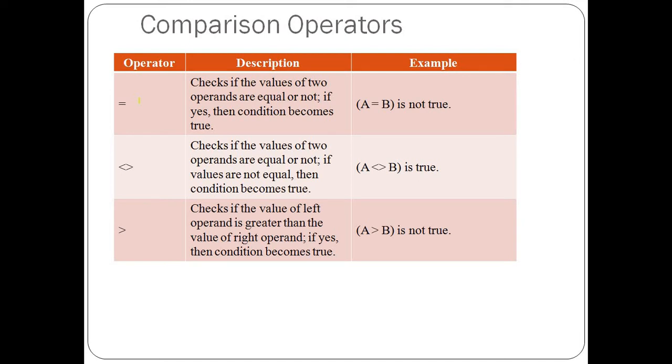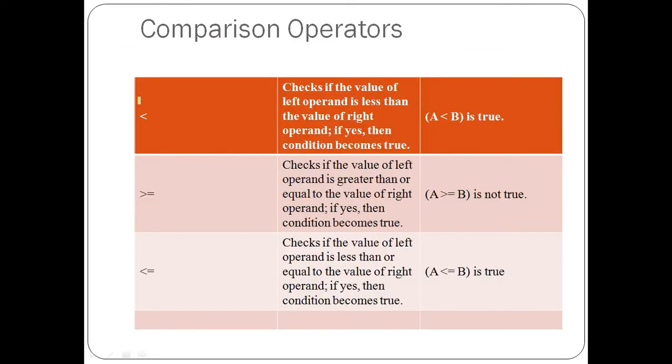The next one is greater than. A is greater than B. We all know what the use of greater than is. It checks whether the first operand is greater than the second one. Then we have less than, to check whether the first operand is less than the second one. We then have greater than or equal to, to check whether the first operand is greater than or equal to the second operand. A is greater than or equal to B. The next one we have is less than or equal to, to check whether the left operand is less than or equal to the right operand. A is less than or equal to B.